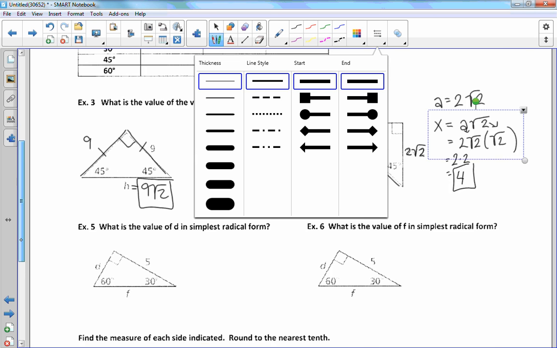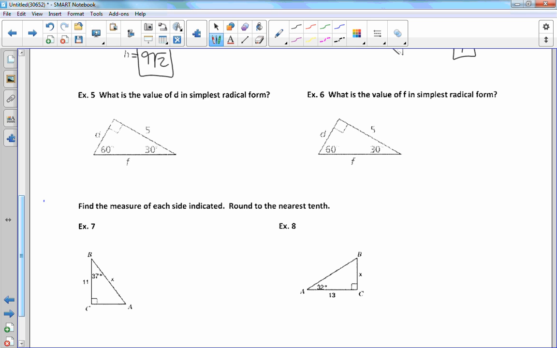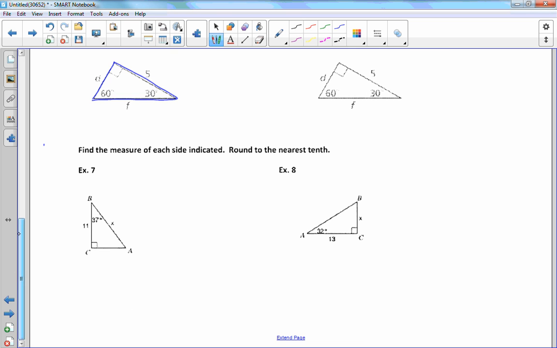Alright. I don't want to do these ones anymore. Let's go down to number 7. I feel like these are more important because no one's going to ever memorize those special rectangles. Okay, find the measure of each side indicated.